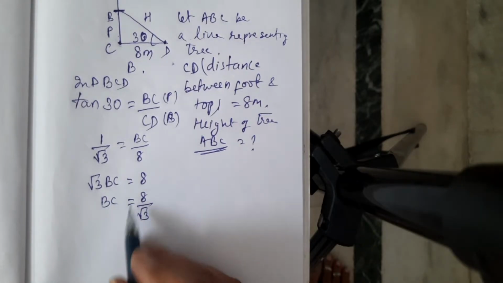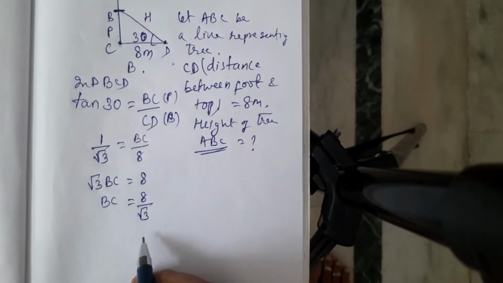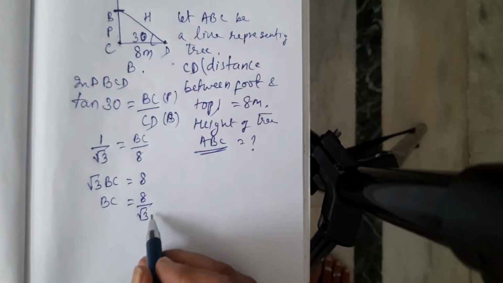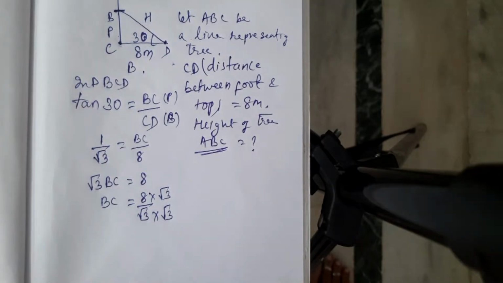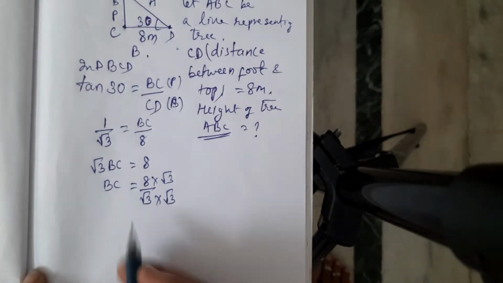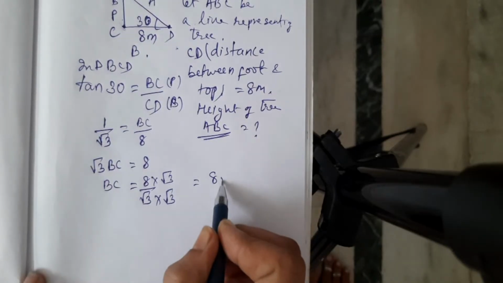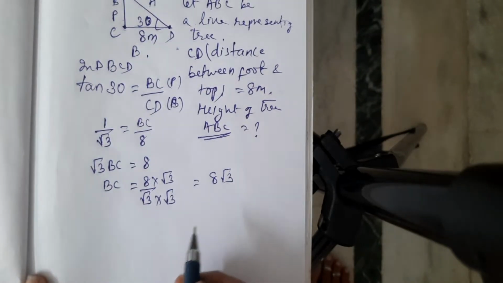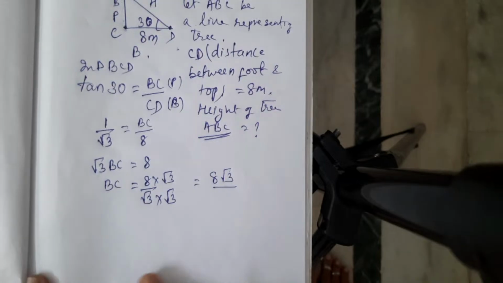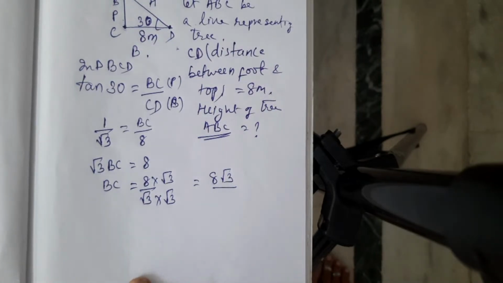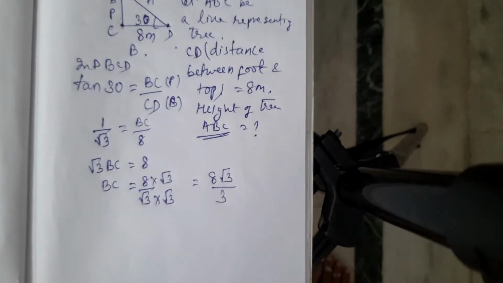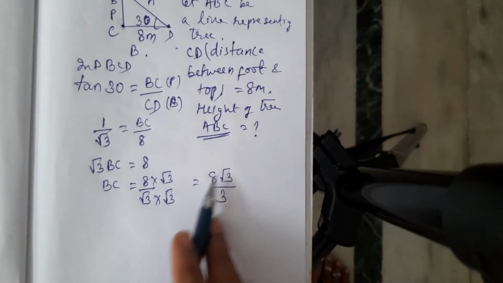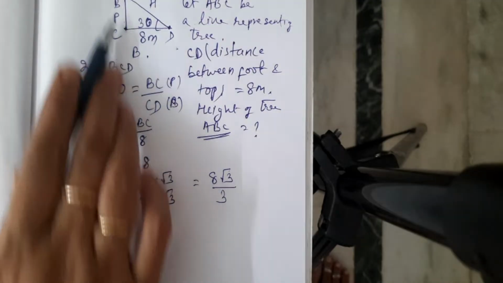We are going to rationalize it. If there is a root form in the denominator, we multiply to rationalize it. So multiply root 3 to both numerator and denominator. Here 8 multiplied by root 3 is 8 root 3. If we multiply root 3 with root 3, it will be 3. So we got one of the parts, that is BC.